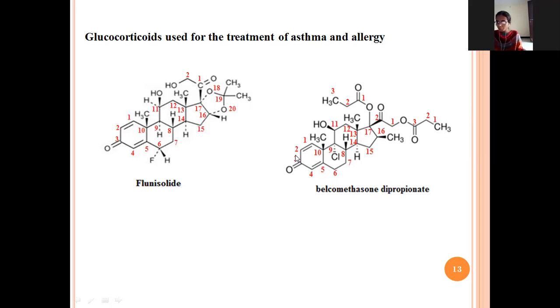At the third position an oxygen group, and at the 11th position hydroxide, at the 10th, 13th and 16th positions methyl groups, and here at the 9th position chlorine. And at the 17th position, 1, 2, 3, 3 carbon atoms with an oxygen group, so that is propanol oxy. And here, second position, oxygen group, 1, 2, 2 carbon atoms are there, so it is ethoxy. And this is propionate.